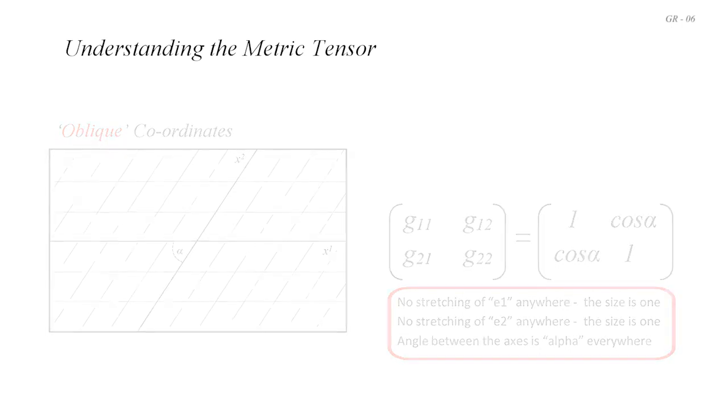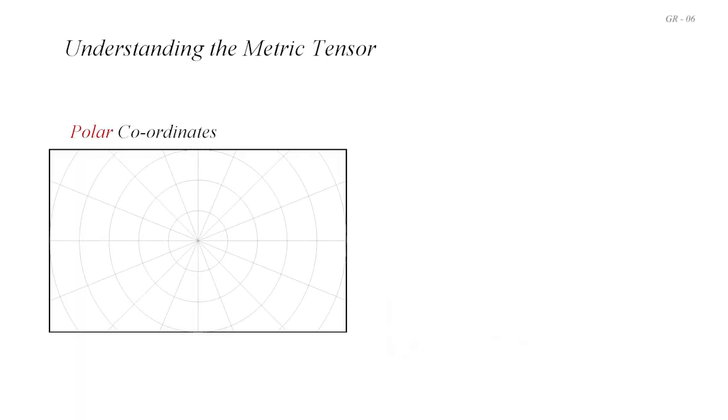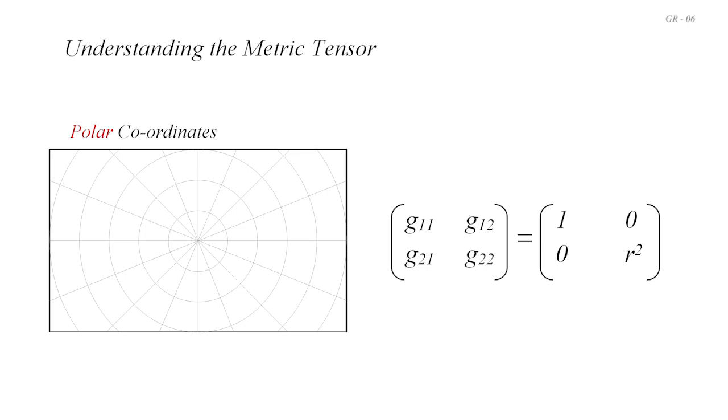Let's now check out polar coordinates, again applied to this flat two-dimensional space. Polar coordinates r and theta for x1 and x2. This is what we had for the metric tensor from our geometrical analysis of the flat space using polar coordinates. Does our new way of interpreting the metric tensor make sense for this?